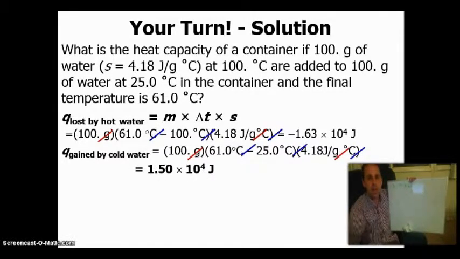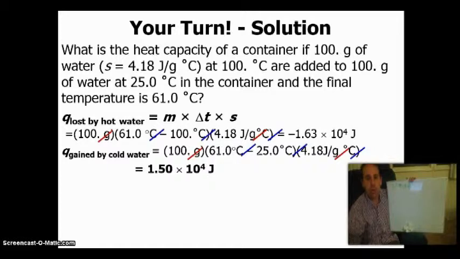From this, I can identify the energy gained by the water, and I can compare that to the energy lost by the hot water. So there's a difference. The hot water lost 1.63 times 10 to the 4th joules, and the cold water gained 1.5 times 10 to the 4th joules. Anyways, there's a difference. Where did that extra energy go? Well, that extra energy went into heating the containers and the surroundings of this system.